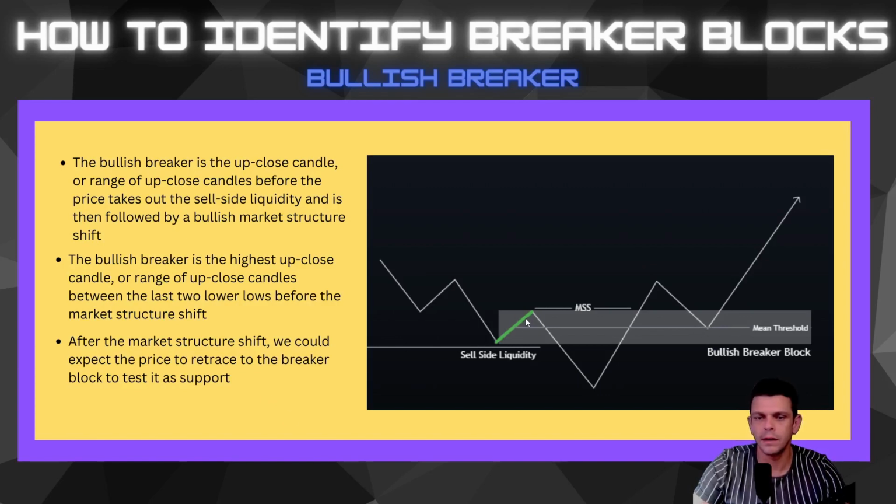Another way to look at it is a bullish breaker is the series of up close candles or up close candle in between the very last two higher lows before the bullish market structure shift.